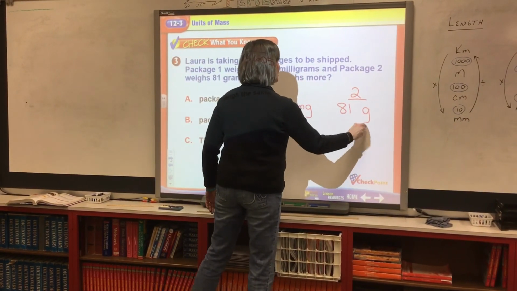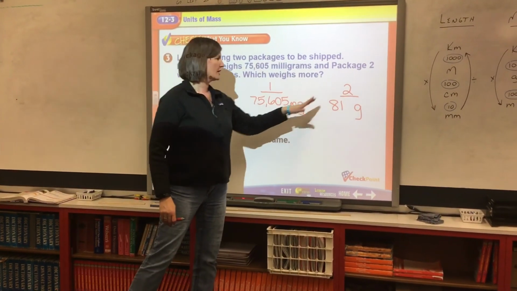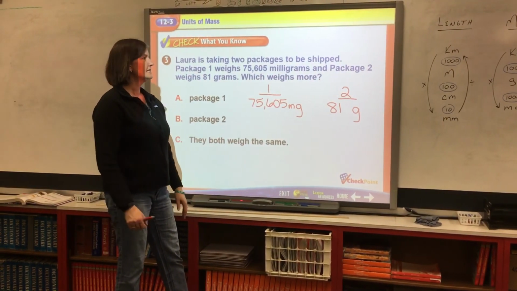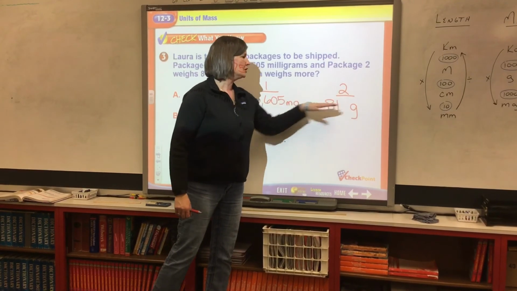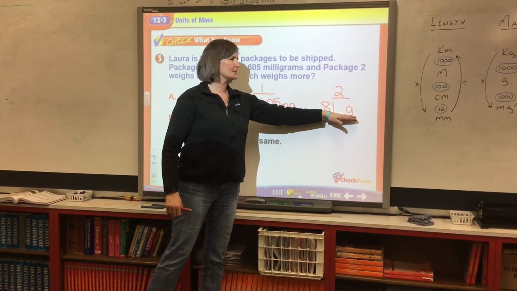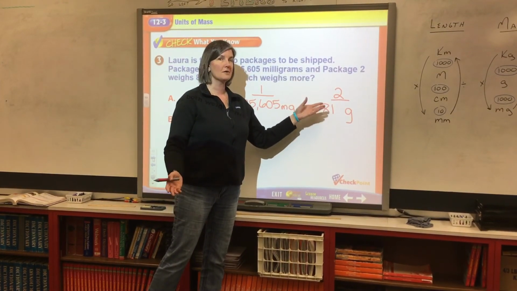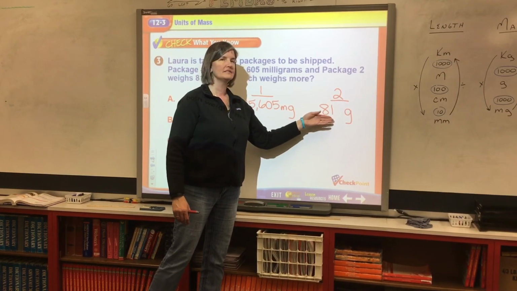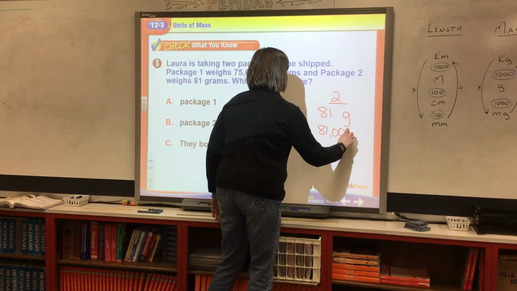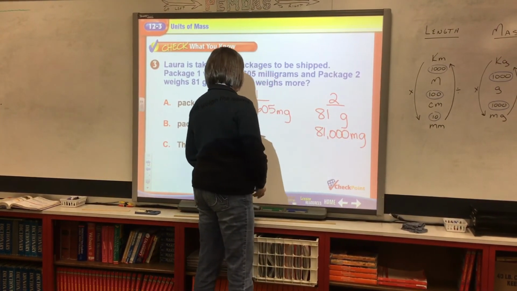All right, so we're going to solve this the exact same way we solved the birdseed problem, because we have milligrams here, grams here. How are we going to do this? Convert the grams to milligrams. Exactly. We want these to be the same units of measurement, so we're going to convert 81 grams to milligrams. Each of these grams has how many milligrams in it? 1,000. So let's use our mental math skills. What is 81 times 1,000? 81,000 milligrams. All right, so 81 grams is equivalent to 81,000 milligrams.